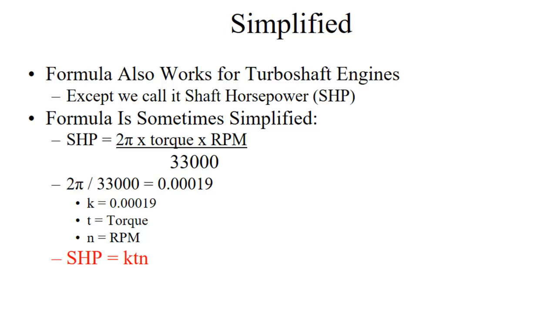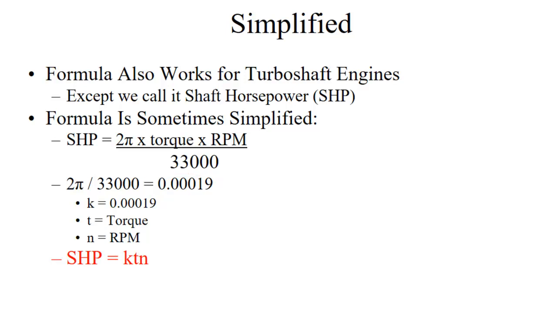When it's a turboshaft engine, instead of brake horsepower, we call it shaft horsepower, but it's the same darn thing. And the formula is exactly the same. But when you get to your training manuals for shaft horsepower, you will oftentimes find it simplified. What they do is take the 2 pi and the 33,000 and say, well, those are always the same. We don't need to have those in the formula, because we can just do that math once, and that comes out to 0.00019. We're just going to call that K.